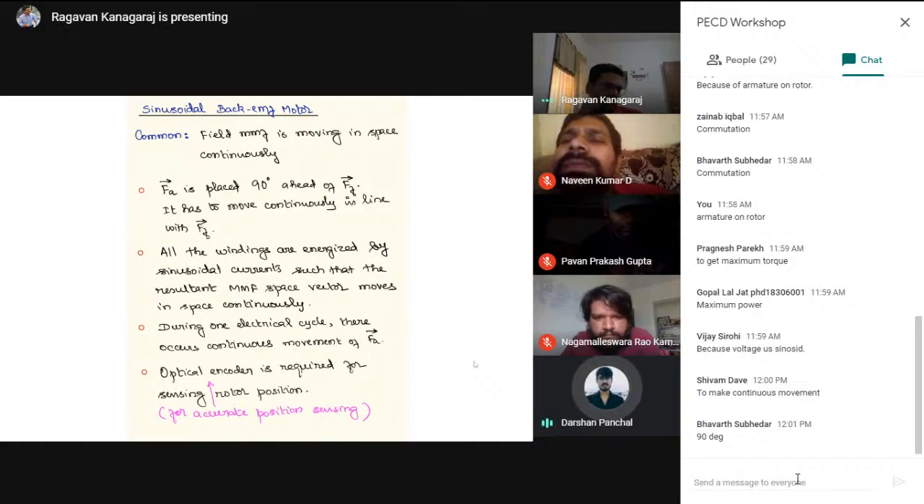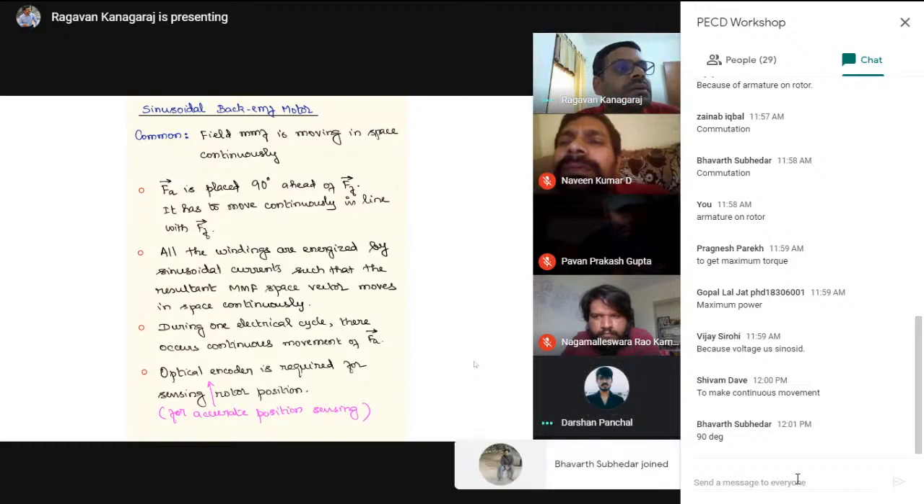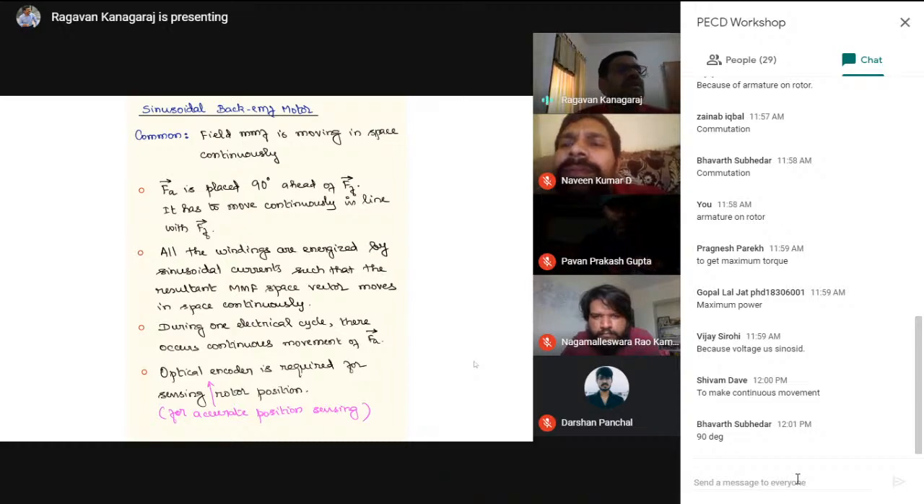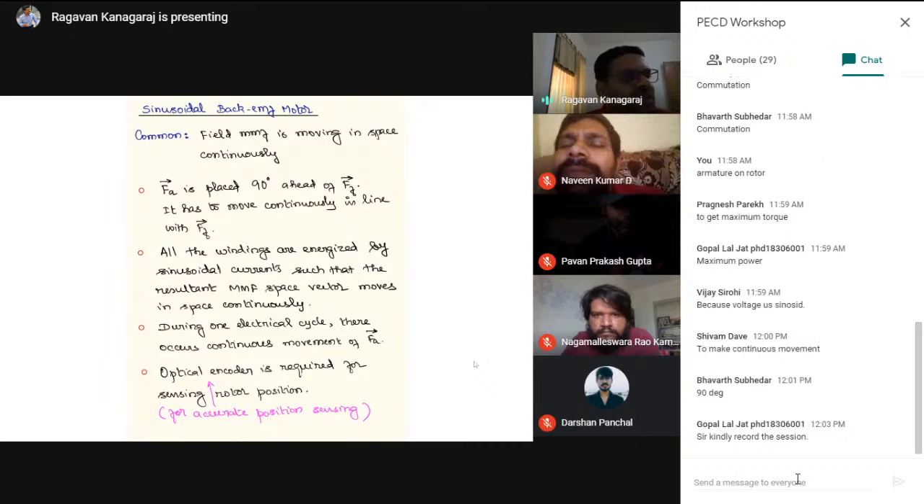Hello sir, why is an optical encoder required? Instead of a Hall sensor? Yeah, a Hall sensor will not give accurate position sensing. We want to know if the rotor is advancing by 120 degree.